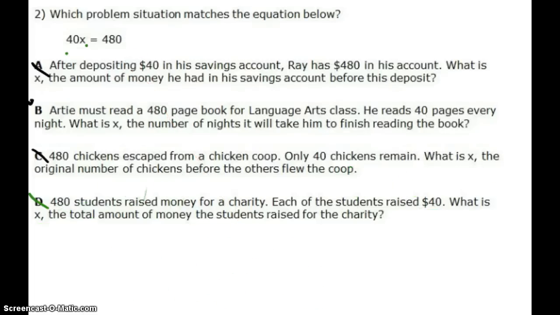Now sometimes in these situations you can go through and pick out actions. Depositing $40, well that probably involves some sort of addition. So that's multiplication. Chickens escaping from a coop, that's also involving probably some subtraction, maybe addition because it's an inverse operation. So you could narrow it down to B and D and determine both B and D require some multiplication, but you really need to write an equation for each situation to make sure you know which one matches.